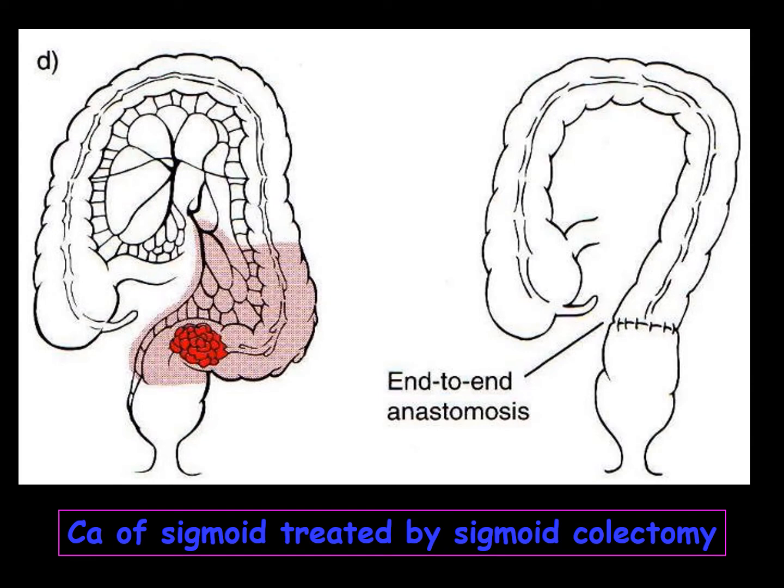And carcinoma of the sigmoid colon, we make sigmoid resection, of course, with the draining lymph node and end-to-end anastomosis. Also, there is no ileostomy or colostomy.